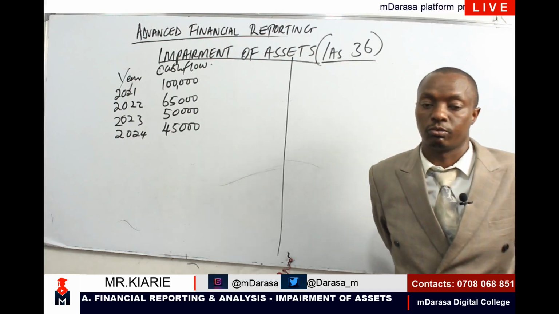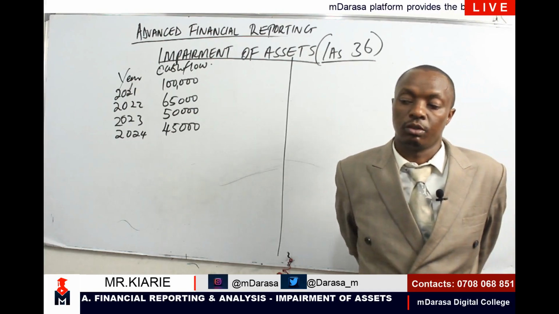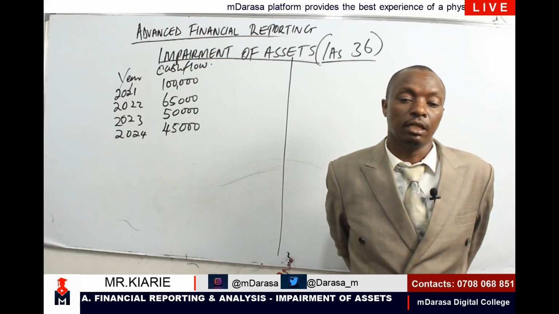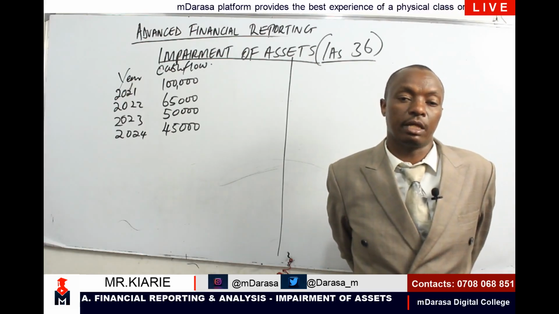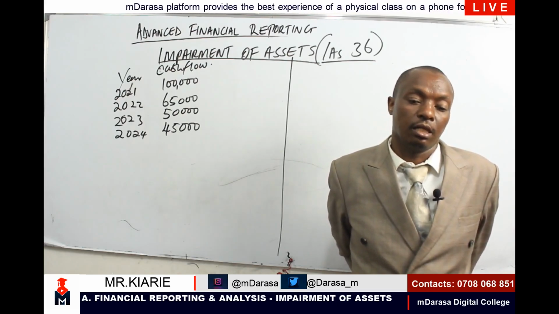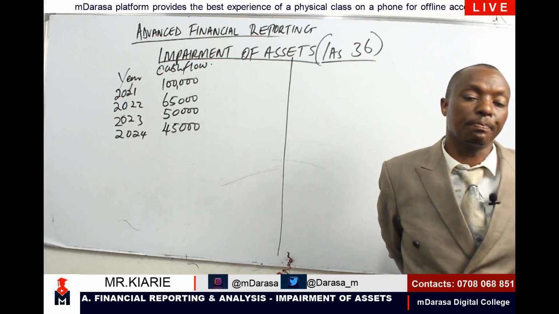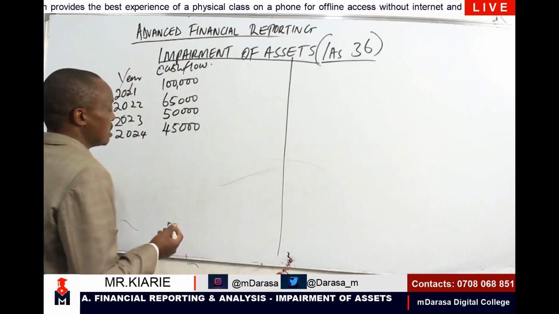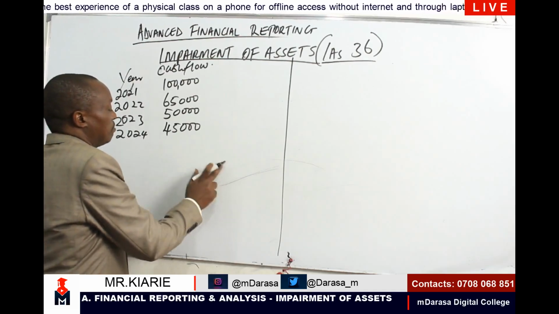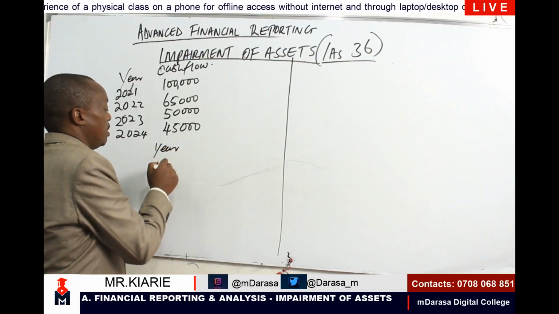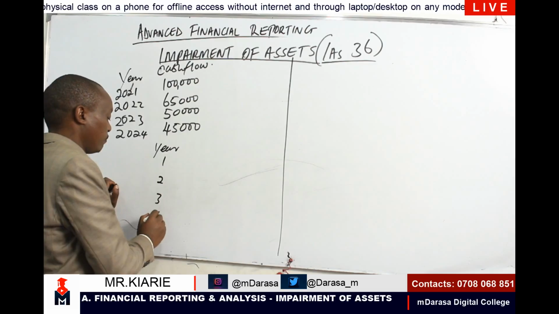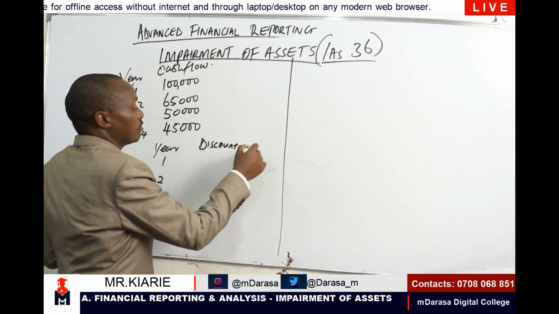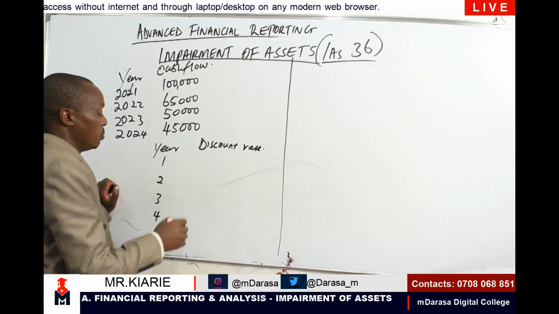Number two, the cost of capital is 10%, and the appropriate discount rates are as shown below. Year 1, 2, 3, 4. Discount rates for year 1, 2, 3, 4.